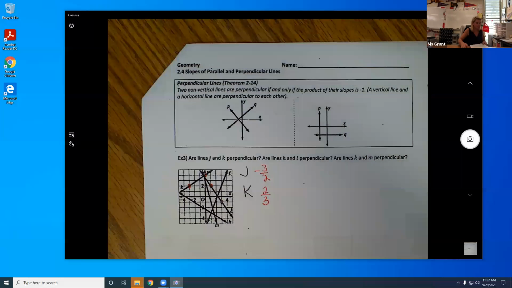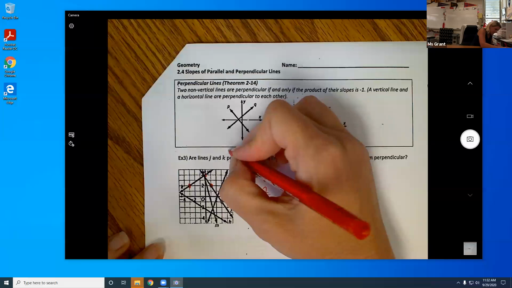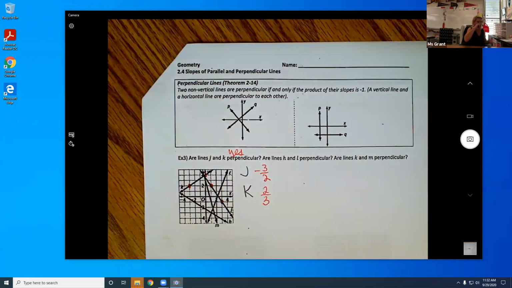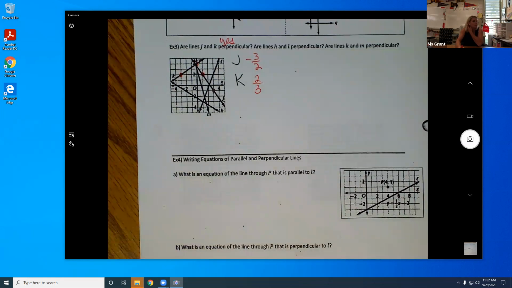Is that opposite reciprocals? Yes, they're perpendicular. Very good. I'm gonna skip going through all of them. You get the point. You need to have opposite reciprocal slopes. Okay. What is an equation of the line through P that is parallel?